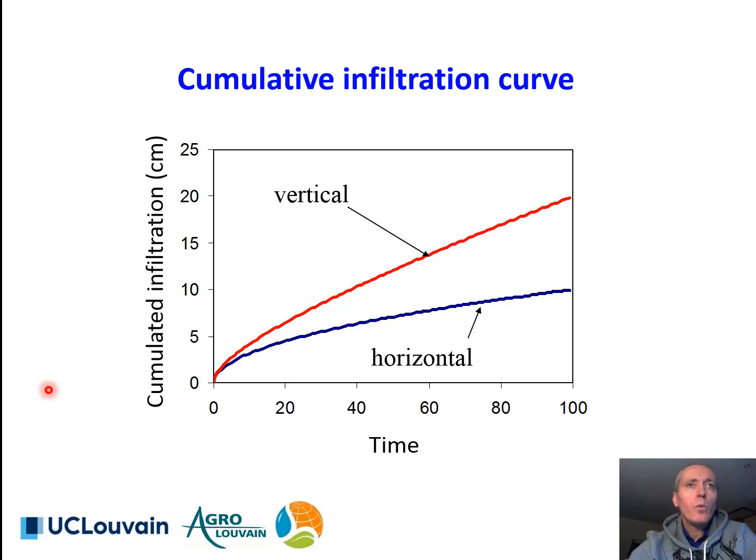In this figure, we make a difference between horizontal infiltration and vertical infiltration. Vertical infiltration for the same soil will be larger than horizontal infiltration. Indeed, for vertical infiltration, both the gravity and the capillarity potential contribute to infiltration. The gravity potential will increase the gradient and hence the infiltration flux in a given soil.